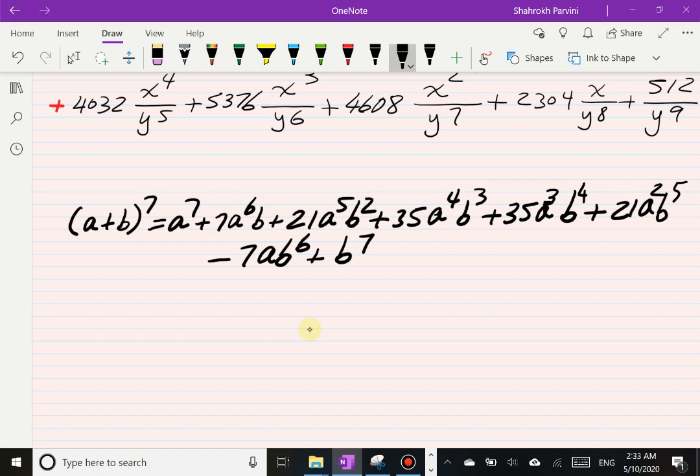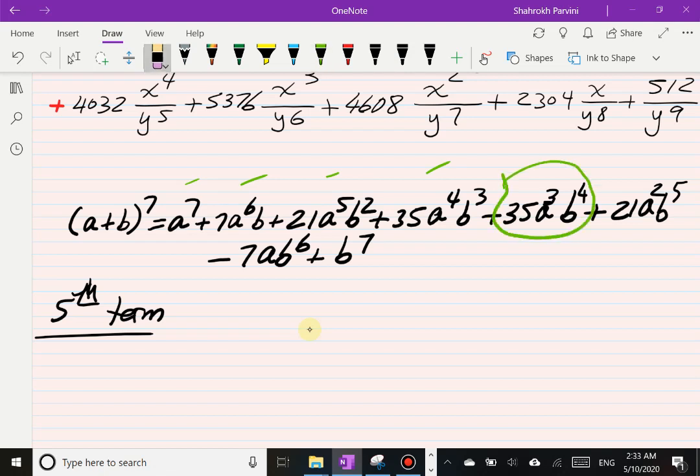Now, check this out. Let's say we don't want a full expansion. Suppose I just want to know in this expansion, let's take a look at the 5th term, a single term. That's the one I want to look at, the 5th term. That means this is going to be 1, 2, 3, 4. This is the 5th term, isn't it? Okay, so let's take a look at that term. I'm going to write that term down. 35 a cubed b 4th.